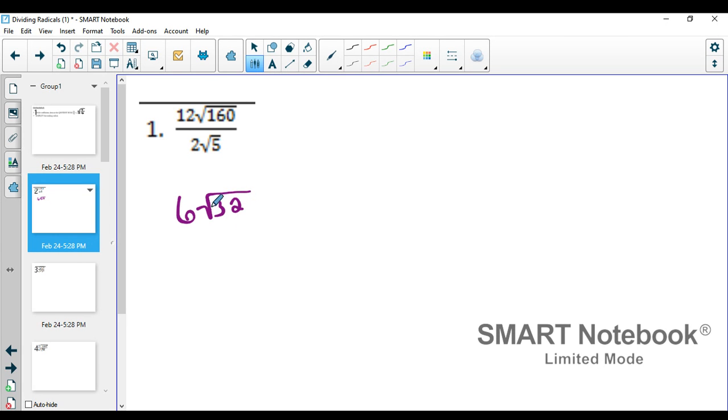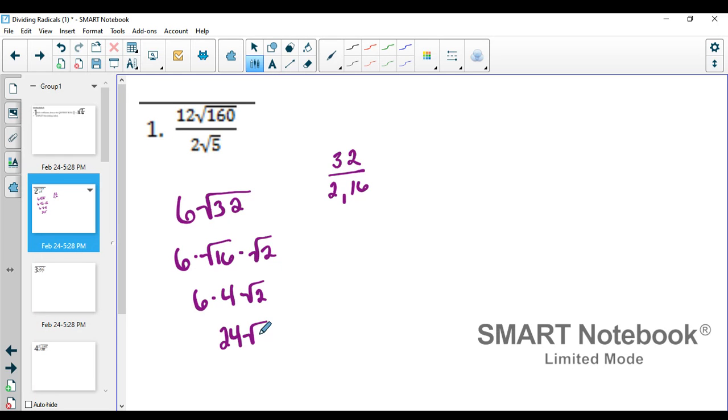And now we're going to simplify the square root of 32. So our factors of 32, where one has a square root, are 2 and 16. I know there are others, but 16 is the highest. So it becomes 6 times the square root of 16 times the square root of 2. So then the square root of 16 is 4. So we have 6 times 4 square root of 2. So 6 times 4 is 24. And we're left with 24 square root of 2 as a simplified answer of 12 square root of 160 divided by 2 square root of 5.